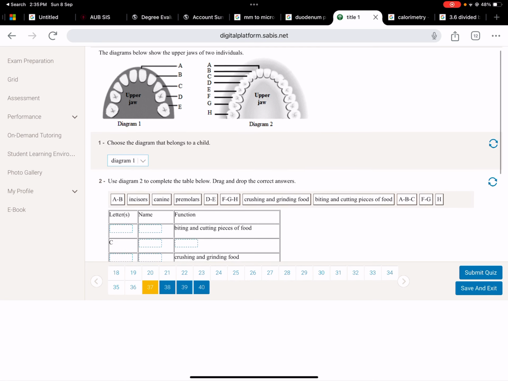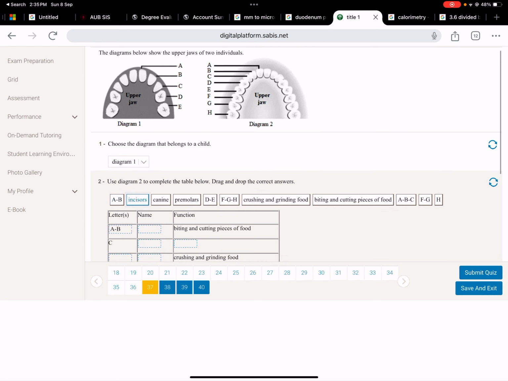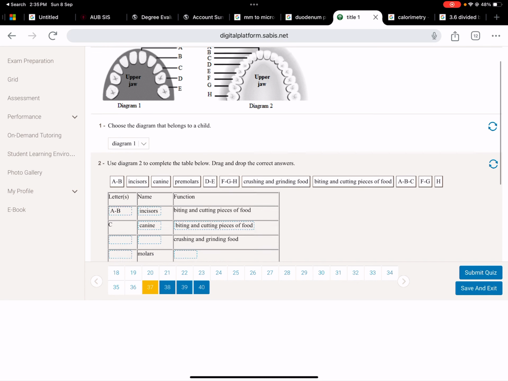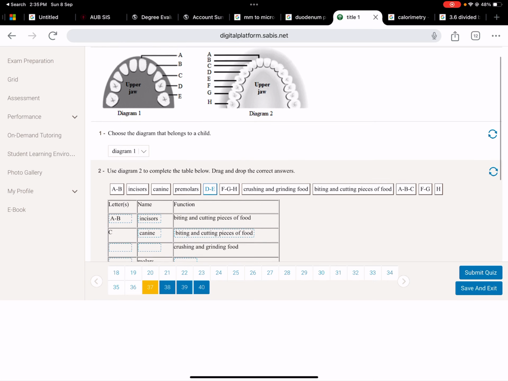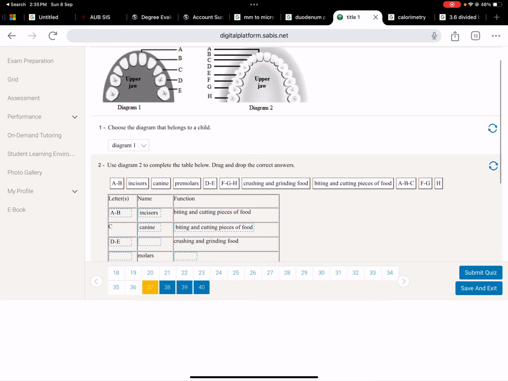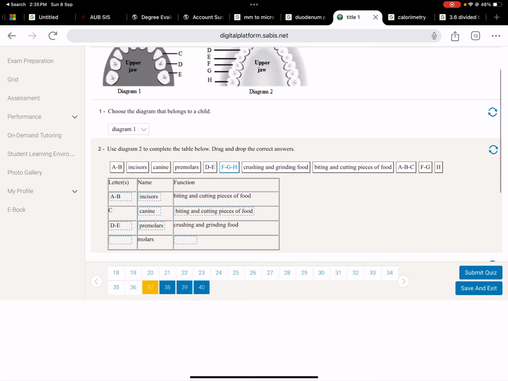A and B are usually our incisors. C is the canine because they're a bit more pointy, and they're also used for biting and cutting pieces of food. And then after, we have D, E, which are going to be our premolars, and then F, G, H are going to be our molars, and they're also used for crushing and grinding food.